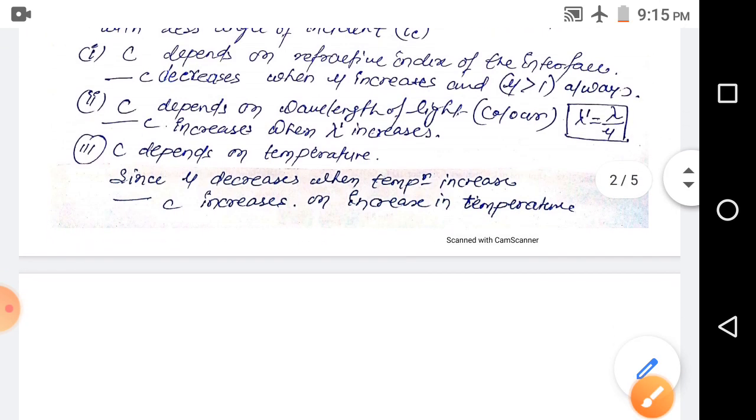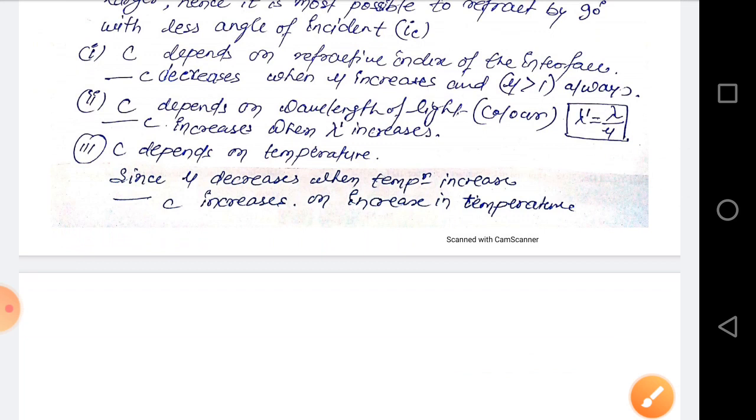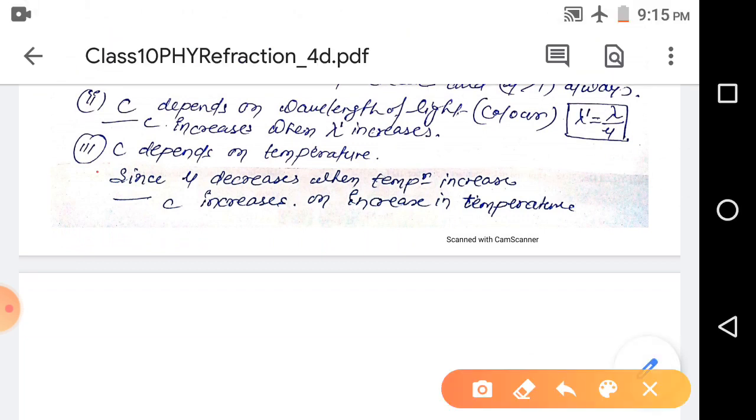So in these three factors, overall we can say that C, that is the critical angle, completely depends upon the refractive index mu, and we can say that it depends on wavelength as well as temperature, because those affect the refractive index.